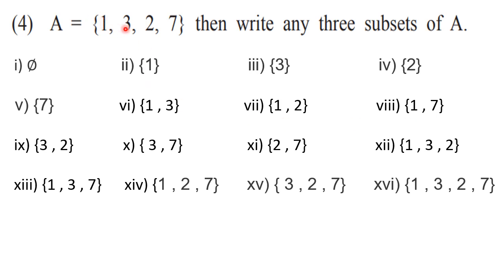Now come to 3. So what you can write down next is 3 and 2. That is written here. Then 3 and 7. Then again move ahead, 2 and 7. Okay, so in this way all the sets with 2 elements are completed. Then go to the sets with 3 elements. How to write? See, 1, 3, 2.